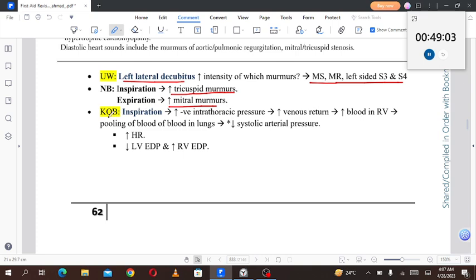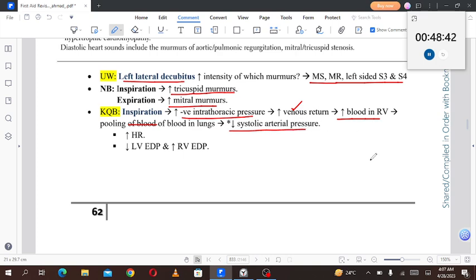Now moving forward to the Kaplan point, that is, inspiration increases the negative thoracic pressure, which increases the venous return. This increase in the venous return is going to increase the blood in the right ventricle. That will lead to pooling of blood in the lungs. That decreases the systolic arterial pressure.